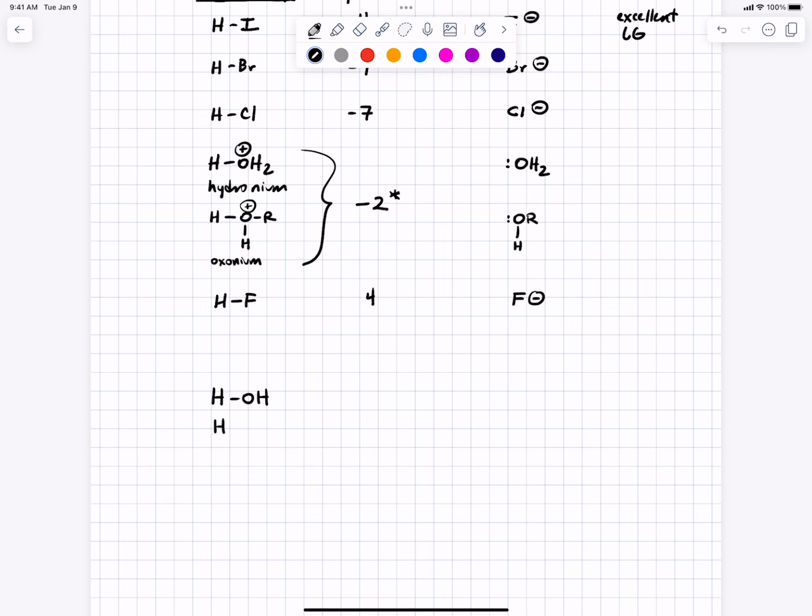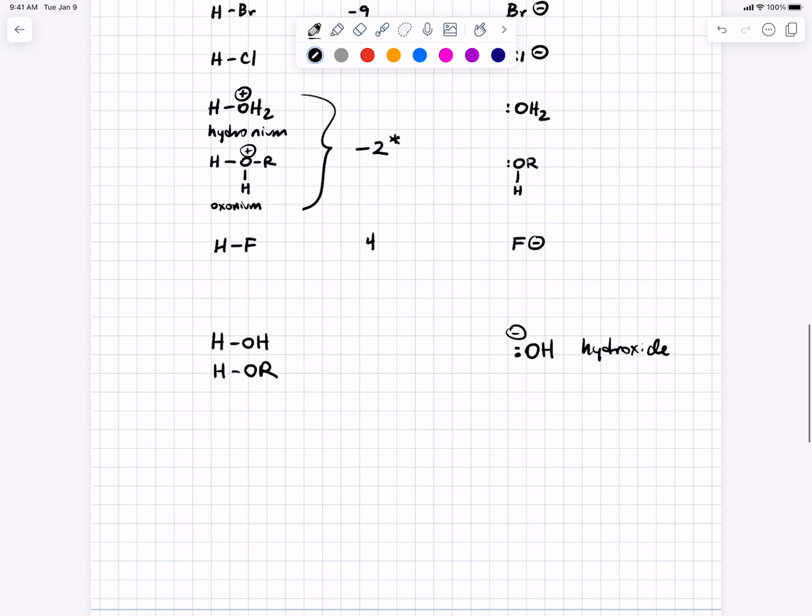And in the same category, I'm going to put an alcohol. Water and alcohol versus hydronium and the corresponding oxonium ion are a little bit tricky. Water itself, H2O, is a neutral acid that has a negatively charged conjugate base, hydroxide. Whereas the alcohol is a neutral acid that has a negatively charged conjugate base, which we're going to call an alkoxide. That pKa is 16. That's another one I want you to memorize.